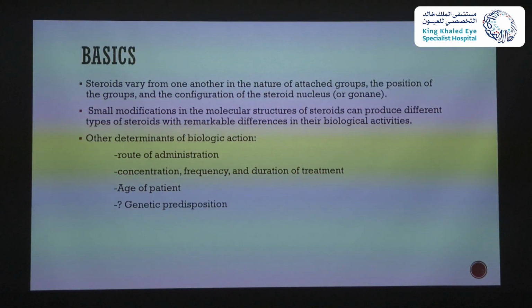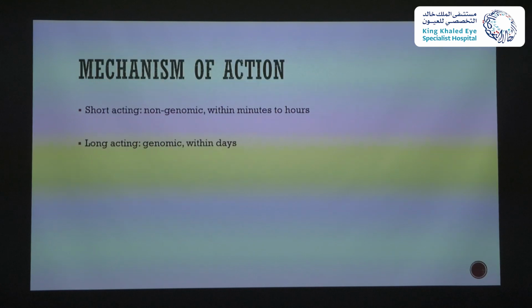Small modifications in these structures can produce different types of steroid with remarkable differences in their biologic activities. Other determinants of the biologic action of steroids are the route of administration, concentration of the medication, frequency of application, duration of treatment, and the potency of penetration of ocular tissues. Also, age of the patient can play a role, and some genetic predisposition is claimed to play a role.